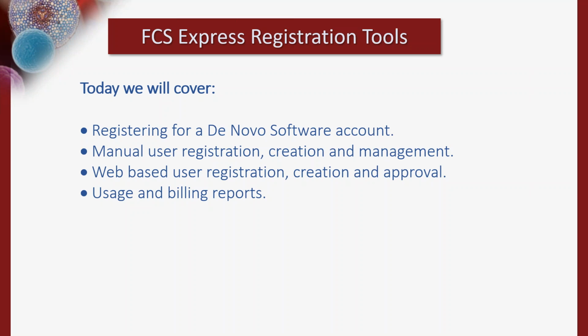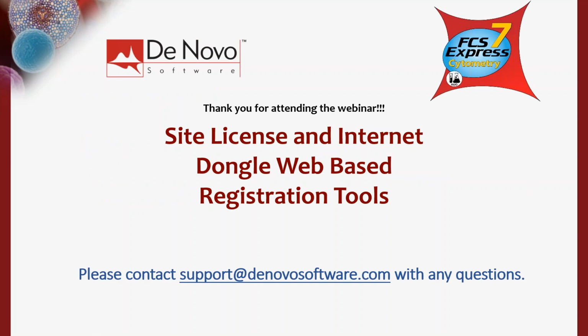You can send them the URL, they can self-register, and in any case, the creation and approval can all be managed there. And again, coming back around when you need to look at how many people have been using the software, who's been using it actively, who hasn't been using it, you need to look at billing reports to get an idea of what your renewals are going to be like for a site license. You can access those tools in the File tab, Security Reports section. So with that, we've covered most of the functionality for the site license and internet dongle registration systems.